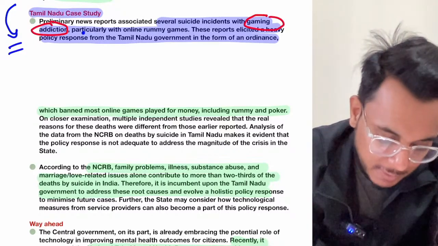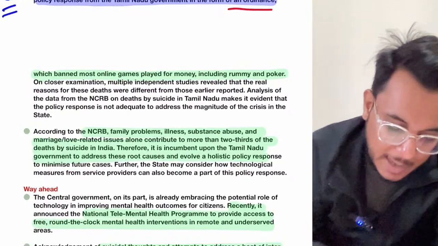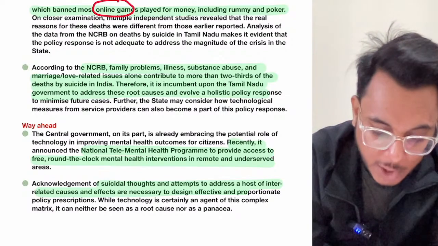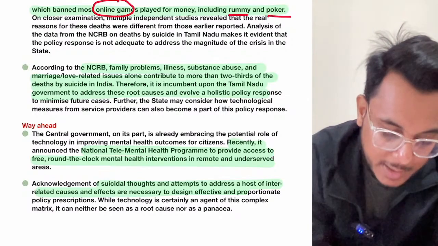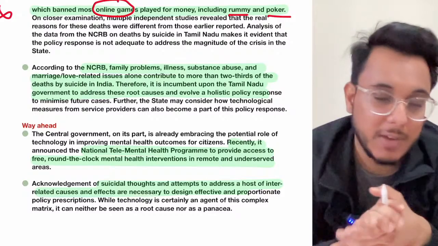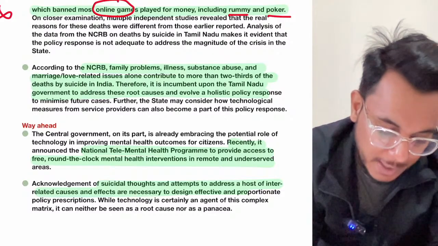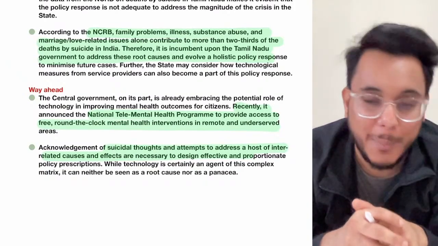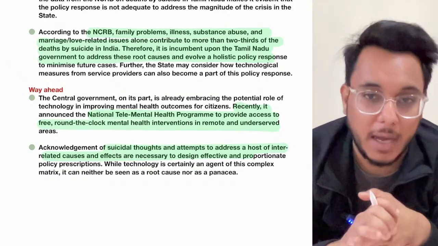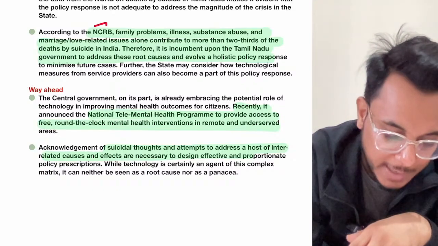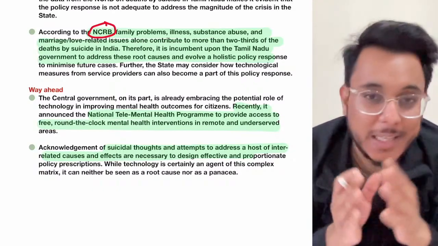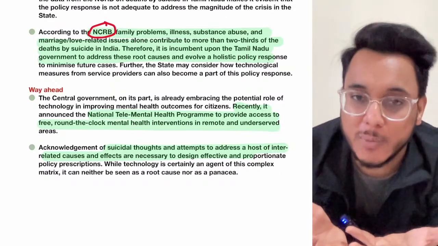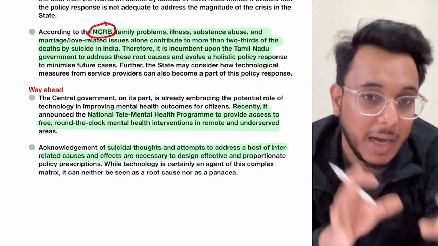So what happened? The government came with an ordinance, and all the online games which included an element of money, including rummy and poker, were banned. Now, this is the approach that was taken by the Tamil Nadu government, but this is not completely the correct approach. You see, according to the National Crime Records Bureau, it is not the case that only technology has made people commit suicide. There is an interplay of other things also.